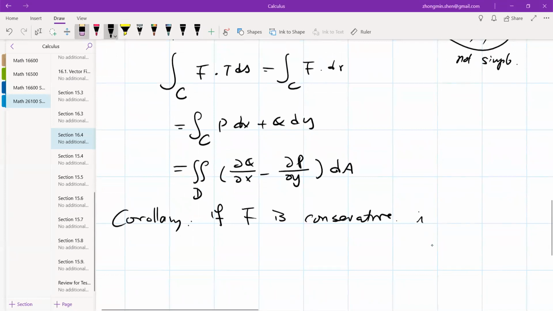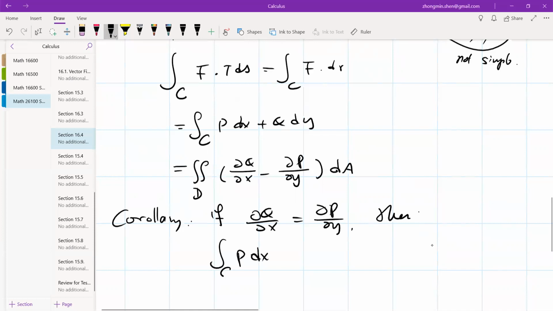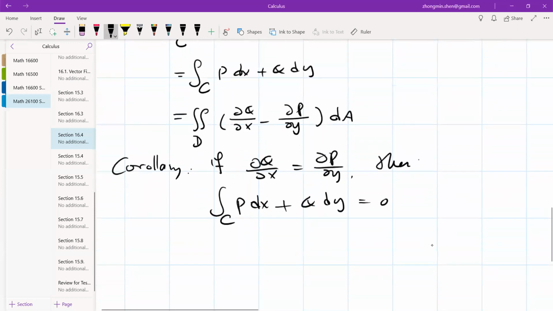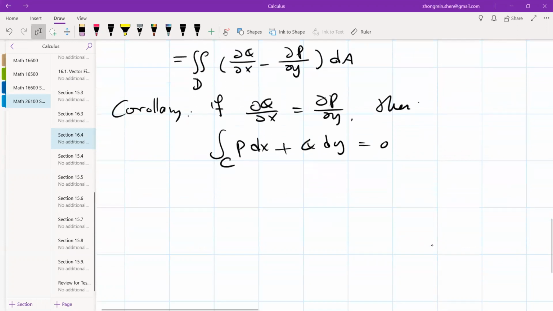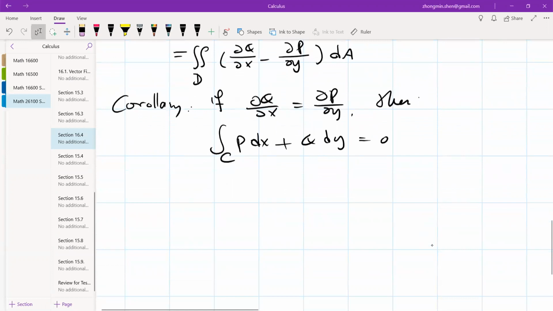No, we don't need to say that. So if we have the following property, then this line integral is going to be 0. Okay, right? So the integral along the simple curve is 0. Now let's look at this again. You can also get the following conclusion.